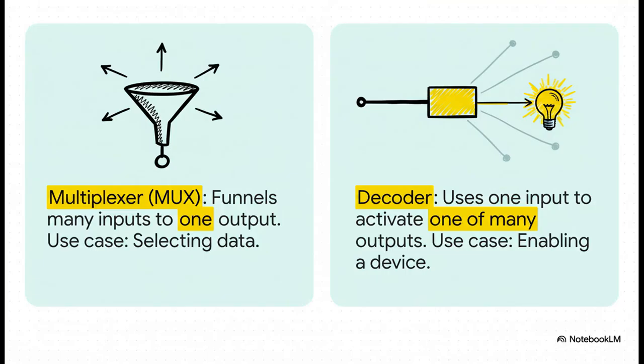So you should really think of them as two sides of the same coin. A MUX is a selector. It funnels many data streams down into one. A decoder is an activator. It uses a single code to enable one specific device or path. You absolutely need both to manage all the data traffic inside a processor.